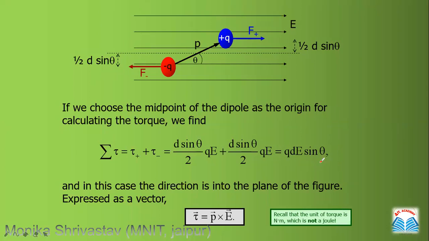So we are getting sine theta now. Sine theta means cross product, so it will be q d cross E. So what is this qd? qd is the dipole moment, so we can write tau equals p cross E. The unit of torque is newton meter, not joule, because this torque does not have the dimension of energy. So remember that torque has the unit of newton into meter.